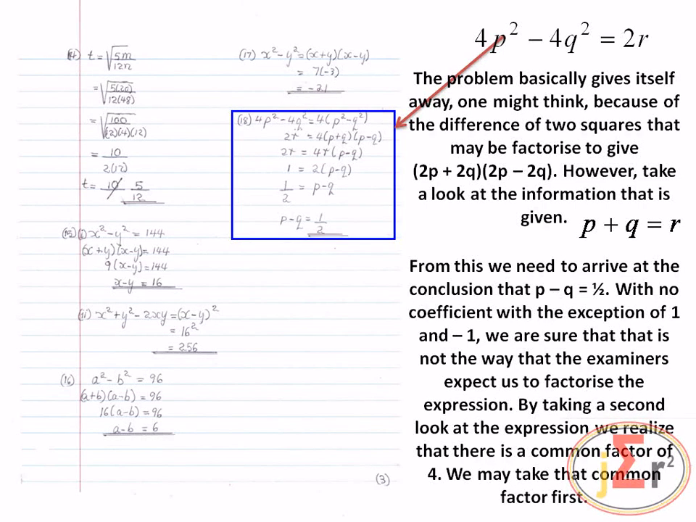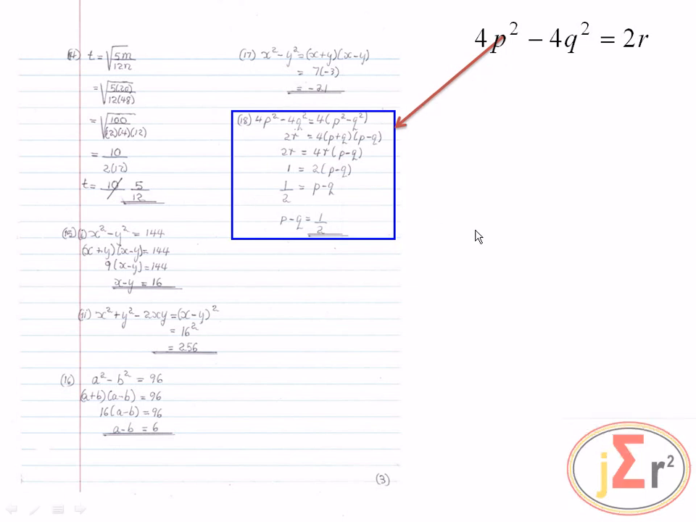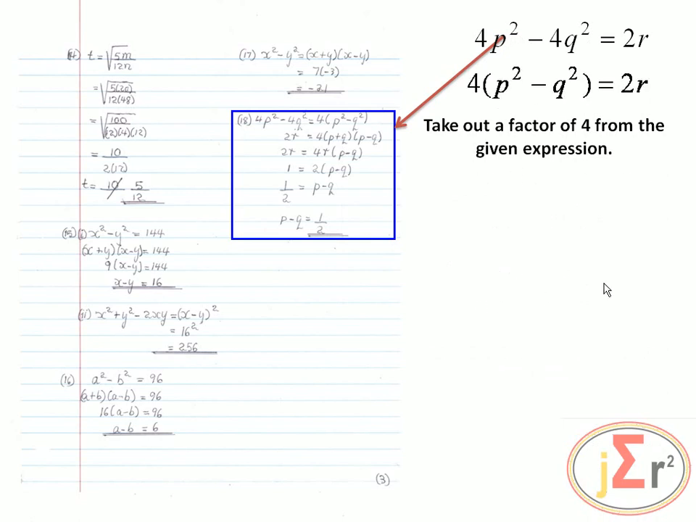By taking a second look at the expression, we realize that there is a common factor of 4. We may take that common factor first. So take the common factor of 4 first. So we have 4p² - 4q² is equal to 2r. What do we do? We take out a factor of 4 from the given expression. If we take this factor of 4 out, we will have 4 times all of (p² - q²).